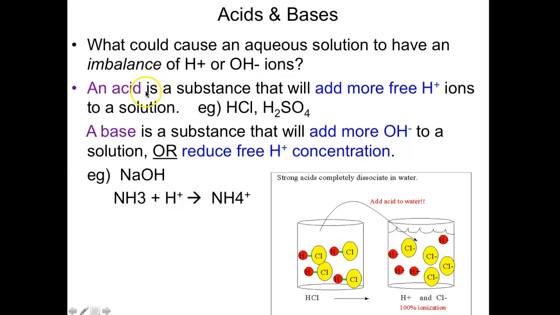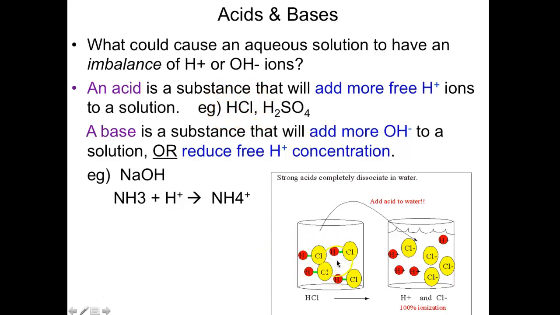An acid is a substance that will add more free hydrogen ions to a solution. And that's the definition of an acid. An acid has more free hydrogen ions. So something like HCl, this is hydrochloric acid.